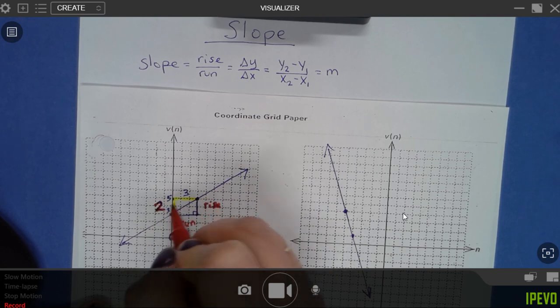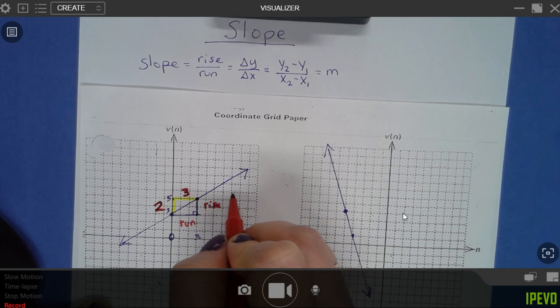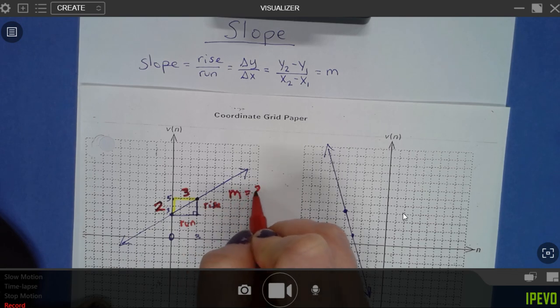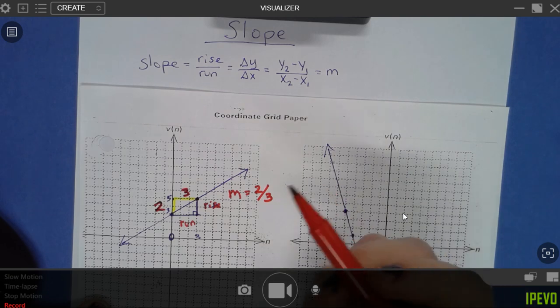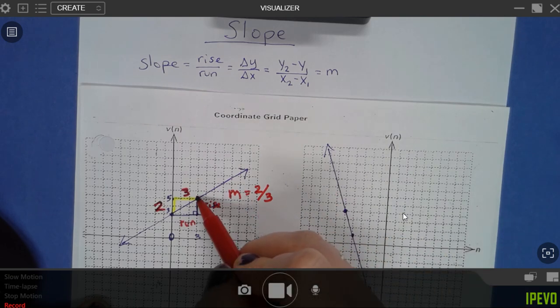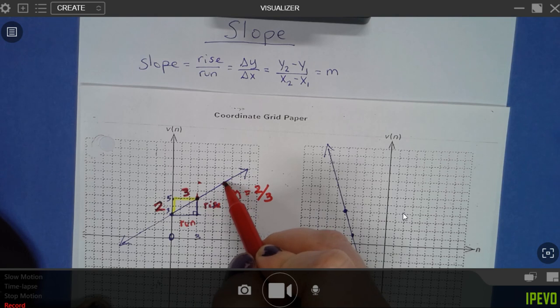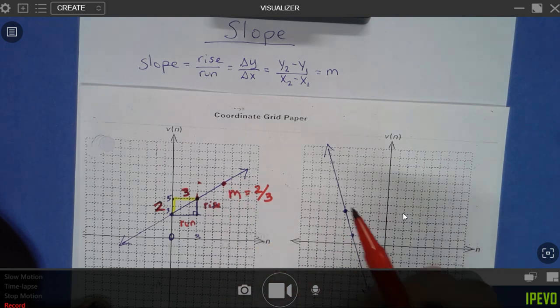Here's our rise and our run. So the slope, m, equals 2/3. I like to think about it as representing the change. So if we look here, we go up 2 over 3, we get to our next point. So it's telling you how the line is changing.